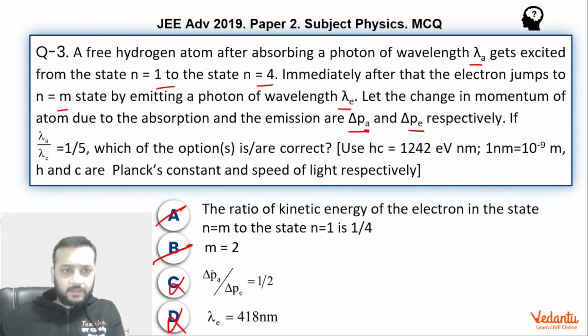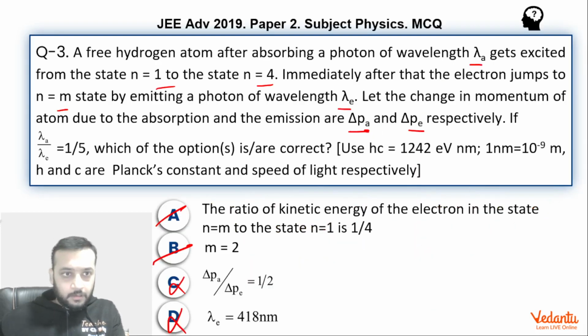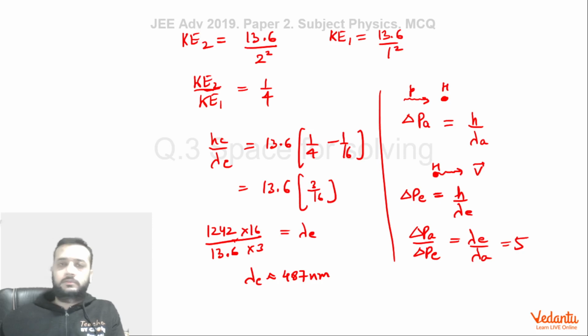लैम्डा ई बाय लैम्डा ए, हाँ, यस. सो this comes out to be 5:1, but given option is 1:2. Okay, so this is wrong.